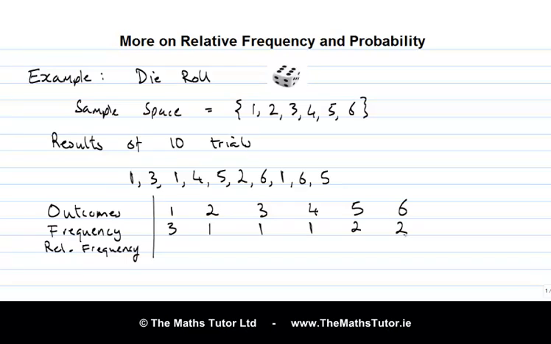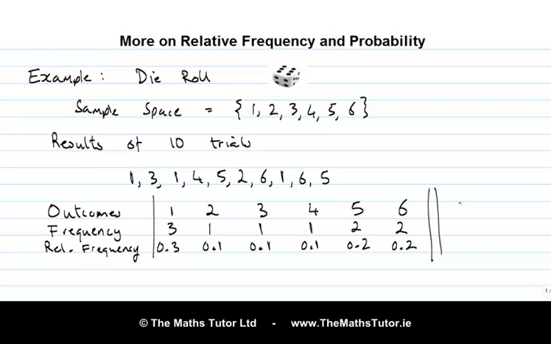And now the relative frequencies: we take each frequency and divide by the number of trials. That's dividing by 10, so we get 0.3, 0.1, 0.1, 0.1, 0.2, and 0.2. Those are the frequencies and relative frequencies of the various outcomes when we carried out these 10 trials. Now I want to add up some of these numbers. Let's add up all the frequencies.